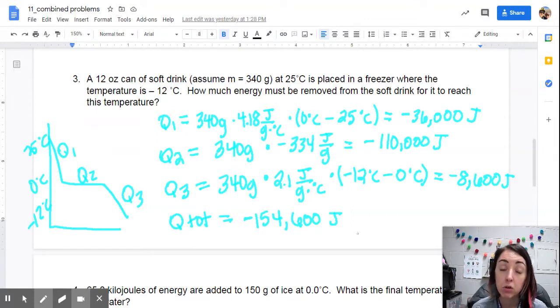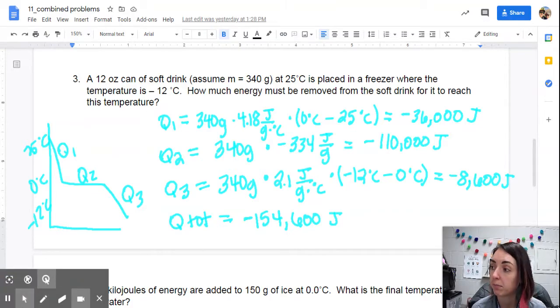So make sure you feel good about those types of problems where we're solving for Q total. If you don't, go back, try them again, and figure out what you're getting stuck on. So we need to be good with this Q total business before we can move on to the more algebra heavy problems. So we're going to move to question number 2 now.